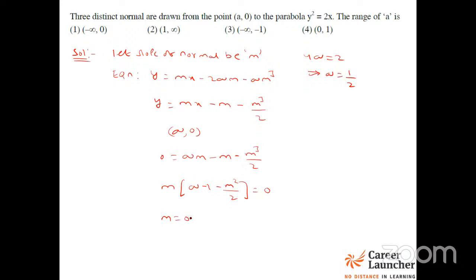So one possibility is m is equal to 0, and the other possibility is m square will be equal to 2 times (a minus 1). Now for this to have three distinct normals, this value should be positive. So that means the value of a should be greater than 1. So the value of a will lie between 1 to infinity, right? Yeah, this is how we can solve the first question. Now let us see the second.